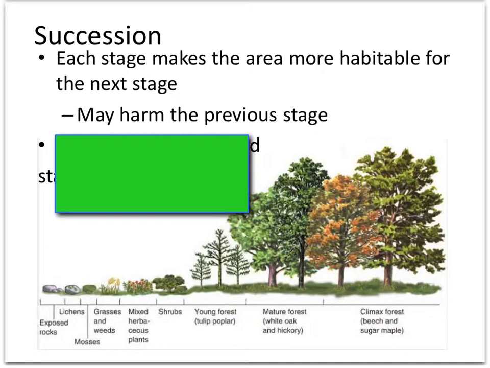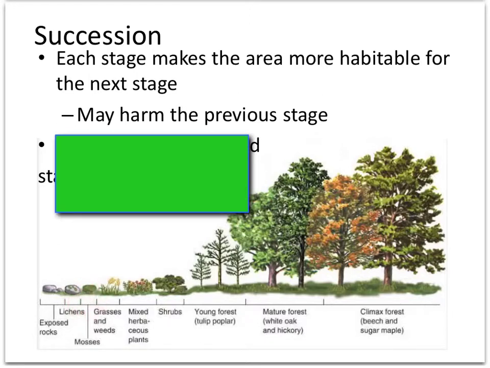Whenever we're talking about succession, we think of it in stages. And each stage, generally speaking, makes the area more habitable for the next stage. But then again, it may also harm the previous stage. If you look down here in this diagram, this is probably more like a primary succession example. Let's say all you have is exposed rocks. Can you have grasses growing on exposed rocks? No. You're going to have things that can grow on rocks, like lichens, those little orange crusty things that grow on rocks. After a long time, lichens might build up, and that might give an area where mosses might be able to take hold.